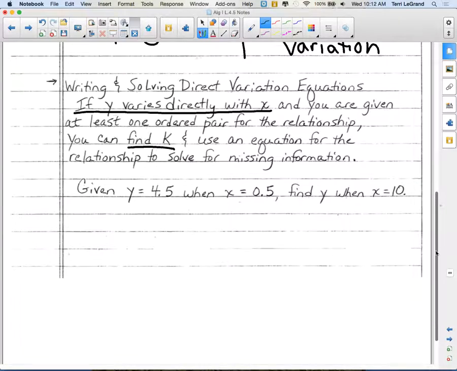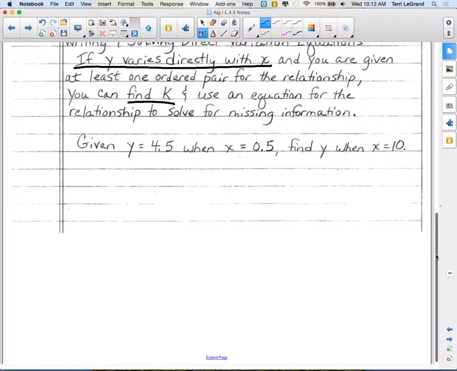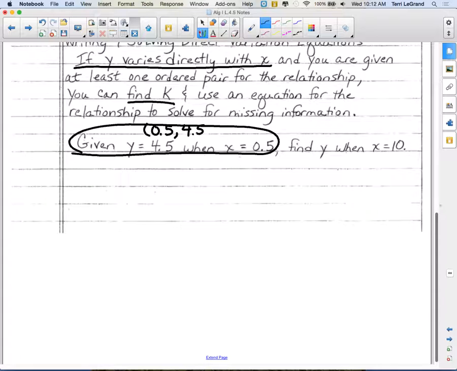Okay, so let's just practice it. And there's some more examples in your book on this. So basically, we have a direct variation relationship, and I want you to circle this. This is what you're given. They're telling you right here, you have ordered pair 0.5, 4.5. Your x value is 1/2, your y value is 4.5, also known as 0 and 5/10, 4 and 5/10. You have that ordered pair.